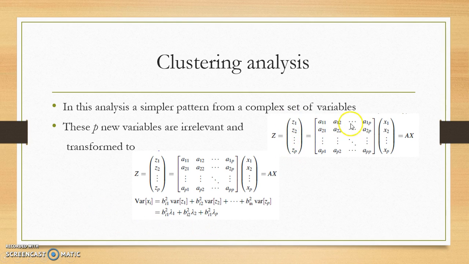Previously we had the matrix a11, a12 to a1n, but here we have converted that to a1p, where p is the dimension of the random variable, which is transformed to these values like a11, a12, a1p, and the variance of Xi can be calculated as bi1 squared times the variance of y1 plus bi2, etc.